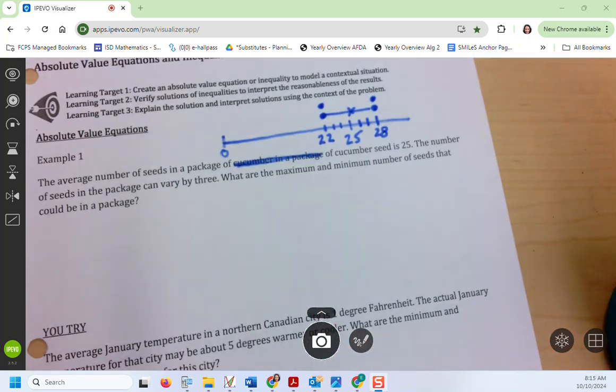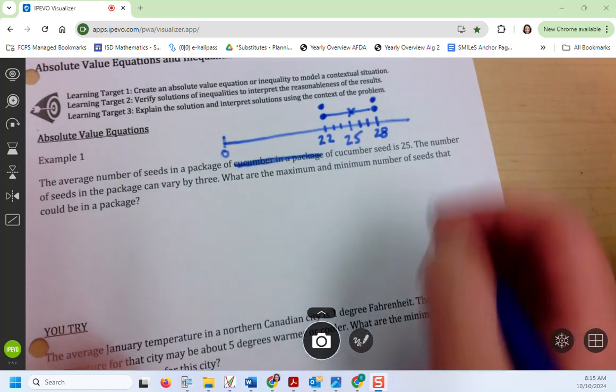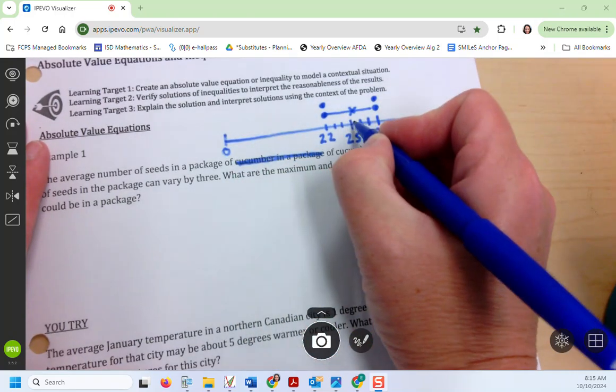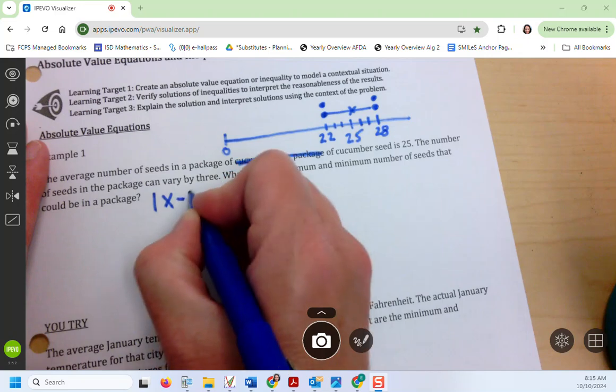So we moved our center point 25 to the right. Do you guys remember when we move things left and right with transformations that it wasn't x plus 25, it was x minus 25. So our absolute value center, because our center moved from 0 right 25, it's going to be x minus 25.